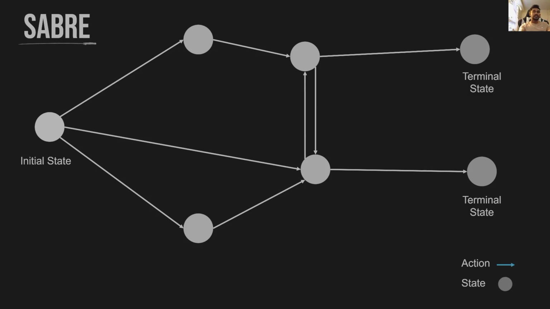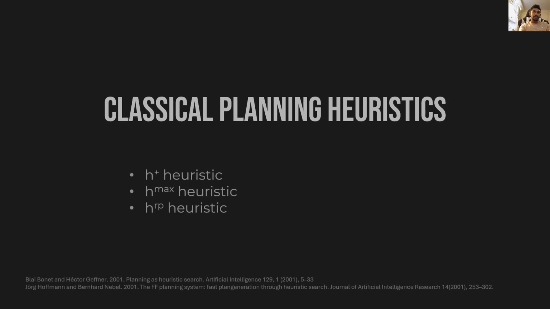To search through this mess of a graph, we use heuristic search. And there are three classical planning heuristics that we are specifically going to talk about: H+, Hmax, and relax plan heuristics. All three heuristics share a common approach of solving a relaxed version of the planning problem and using the size of a relaxed solution as an approximation for the distance to the goal. But these are not specifically designed for narrative planning, hence they can't grasp concepts like beliefs or motivations.